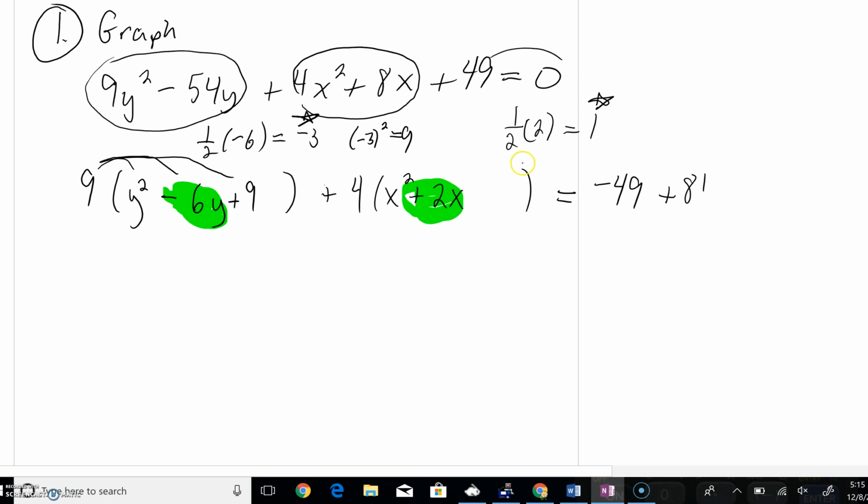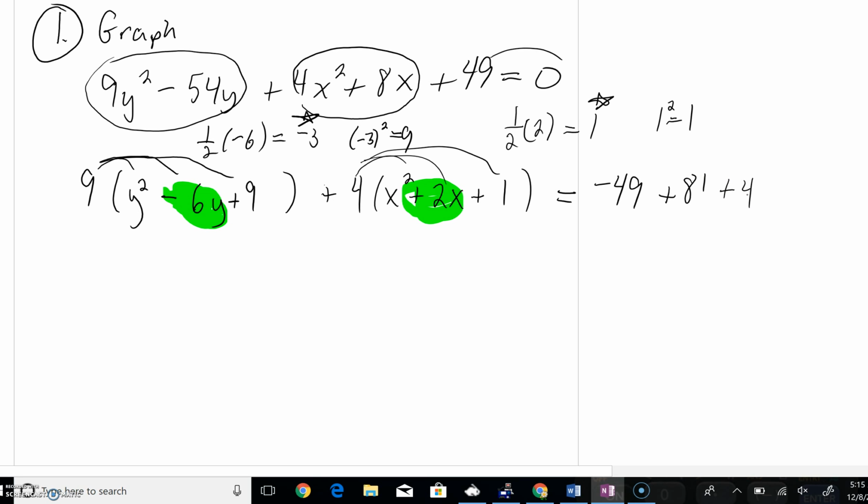As I'm completing the square for this other problem, 1/2 of 2 is 1. I'm going to square the 1 to just get a 1. I'm going to put a plus 1 in here. It sure looks like I added a 1 to the left side. However, 4 is distributed to everything in the parentheses. What you're really dealing with is a plus 4.